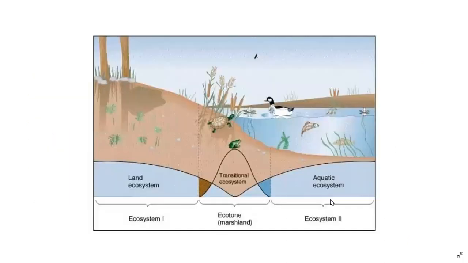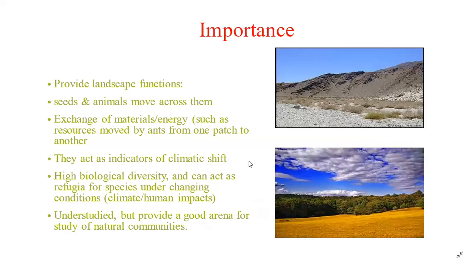Now you see here, this is the ecotone, the marshland. This is the transitional ecosystem between the land ecosystem and the aquatic ecosystem. Obviously, importance you'll read: it provides landscape functions, seeds and animals move across them, and there is exchange of material, energy, resources, etc. Also very important, they are indicators of climate shift. High biological diversity, and they can act as refugia for species under changing conditions.